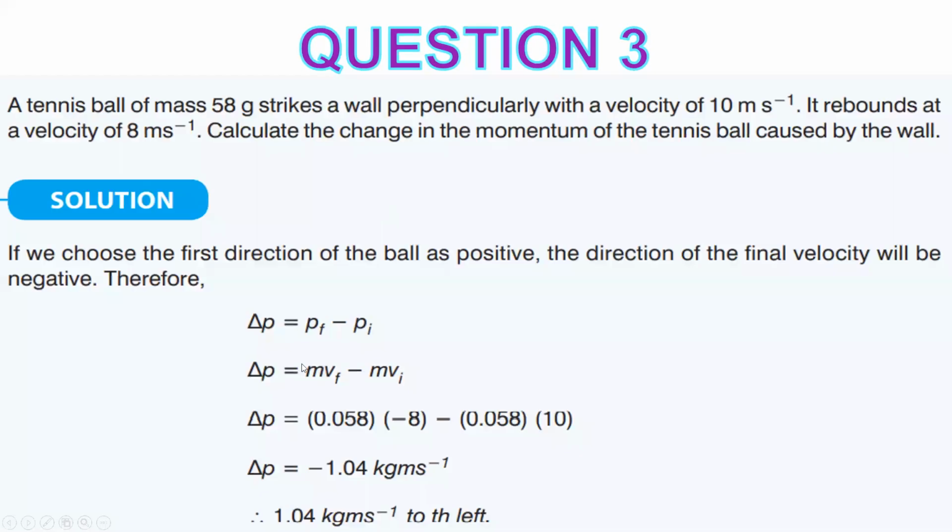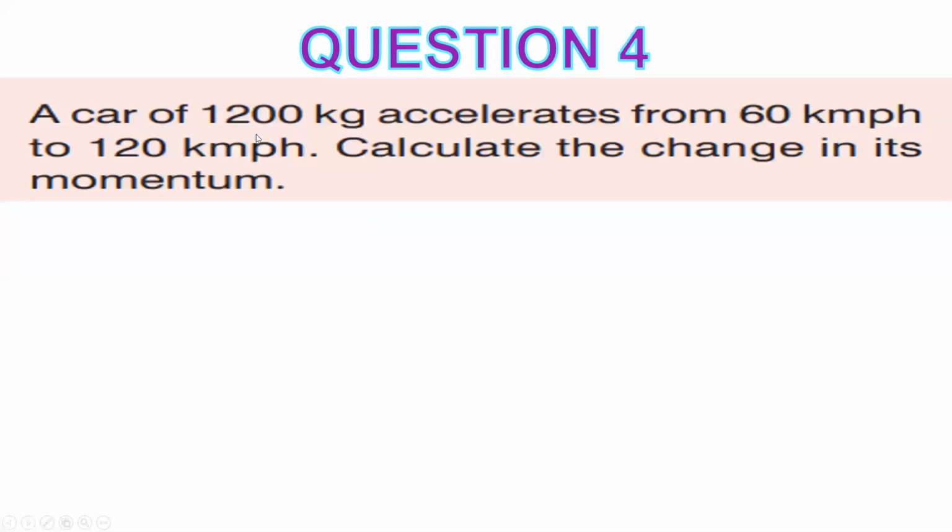Now, let's see. Delta P is equal to P final minus P initial. And delta P is equal to m times V final minus m times V initial. As you see, V final is negative. Your final answer is negative. Because of that, you say your delta P impulse is to the left. That's it. So this is our question 3. Done. Let's continue with the next question.